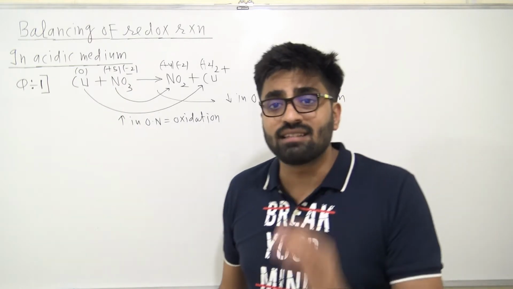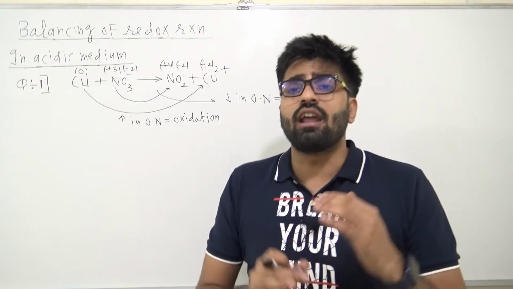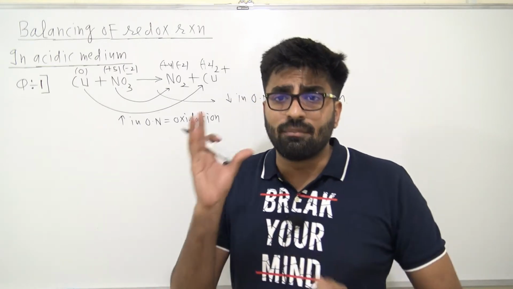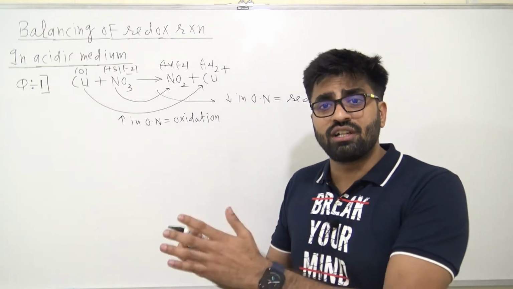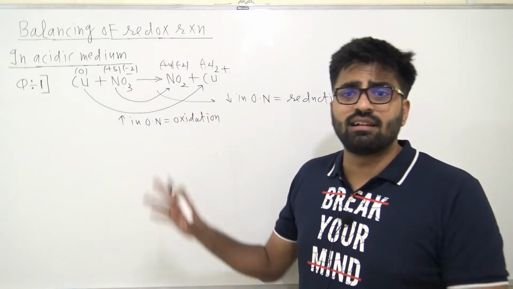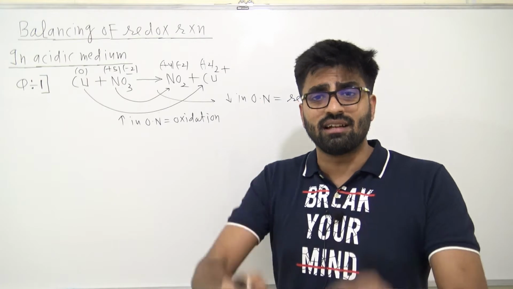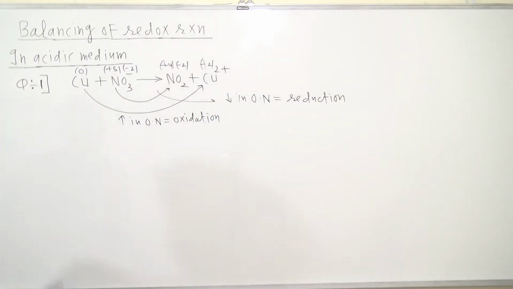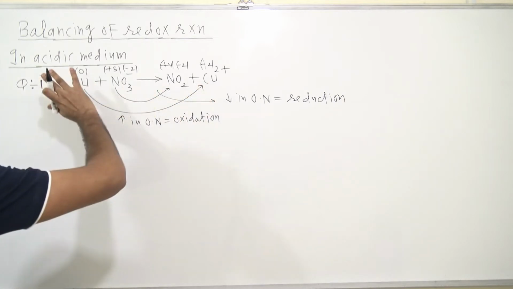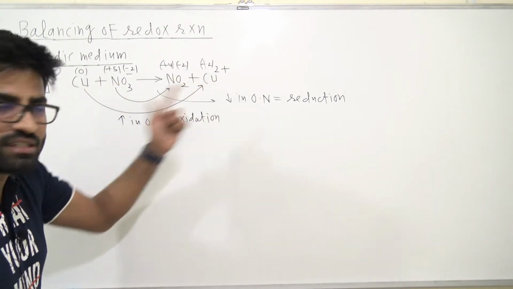The oxidation number method has some limitations; if I give you some typical redox reaction, it will be difficult for you to balance it with the oxidation number method. So the best method is the half reaction method. One by one I'm going to discuss what the half reaction method is. First of all, you identify the oxidation number of each and every element.